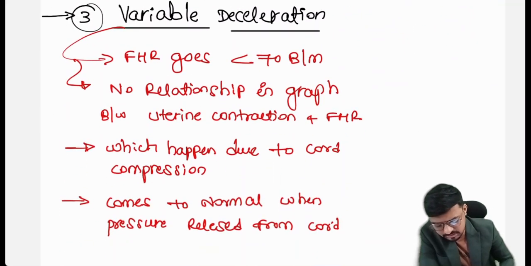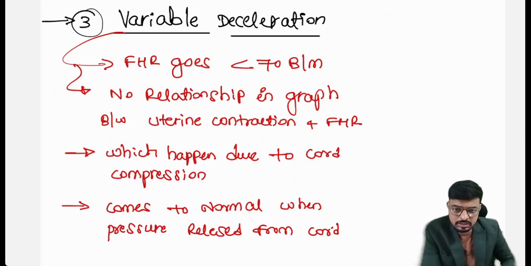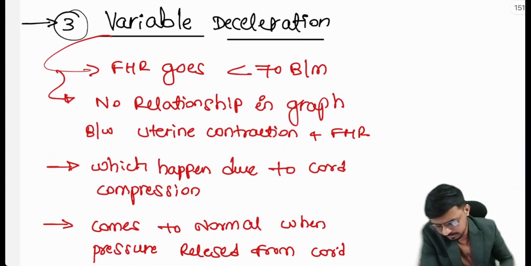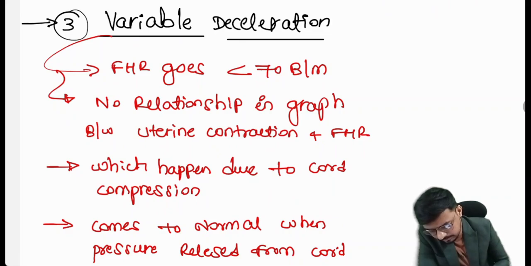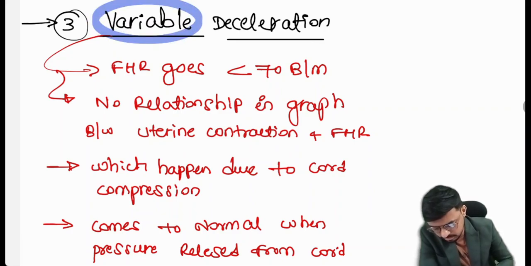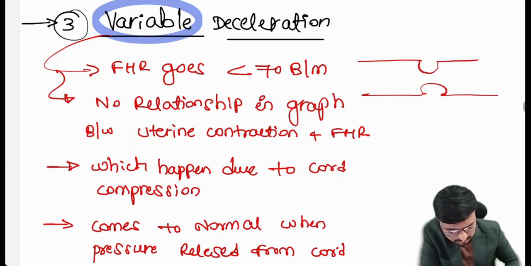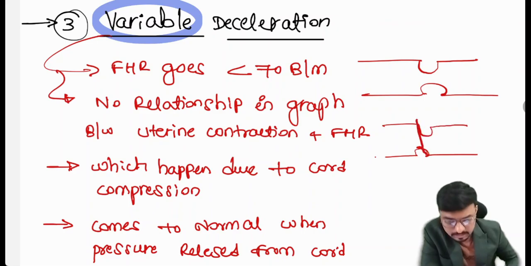Then comes the last type of deceleration, that is what we call the variable deceleration. What happens in the variable deceleration? The word itself is telling it is variable, meaning it is continuously changing. Students, this is the uterine contraction, and at that time the fetal heart rate is decreasing. That is the early, right? At the peak of the uterine contraction, the fetal heart rate starts to decrease. That is the late.